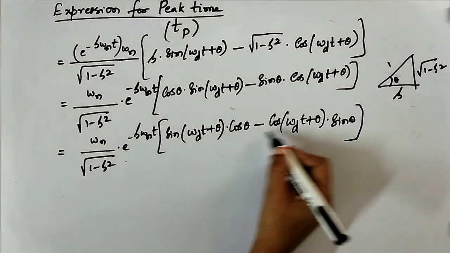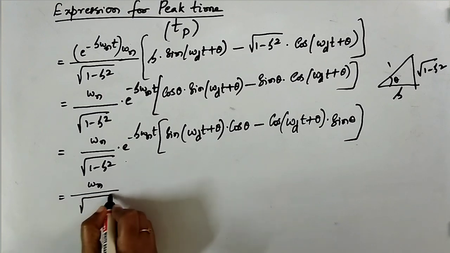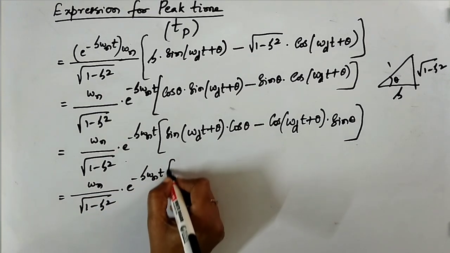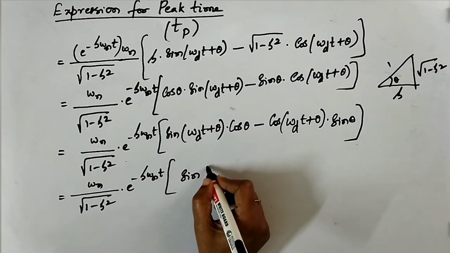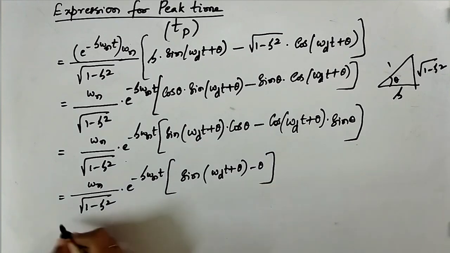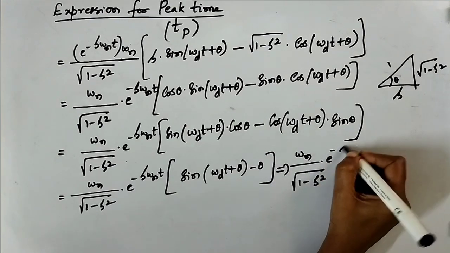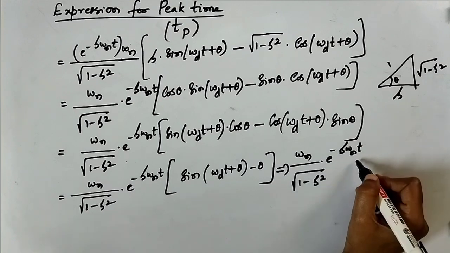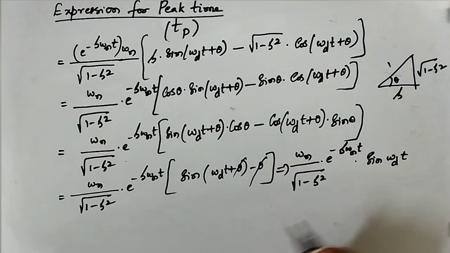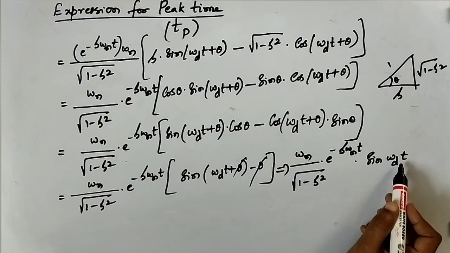So this is nothing but sin(A minus B). So we get omega n by root over 1 minus zeta square into e power minus zeta omega n t into sine of omega d t plus theta minus theta. So you are left with omega n by root over 1 minus zeta square into e power minus zeta omega n t into sine omega d t. The theta got cancelled, so you are left with this. Now we are supposed to find this at t equal to Tp.